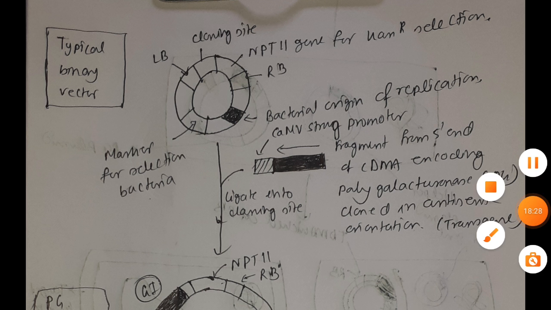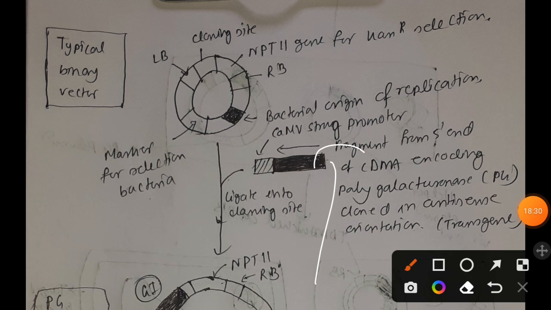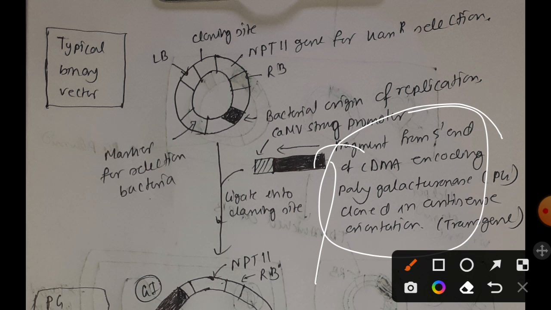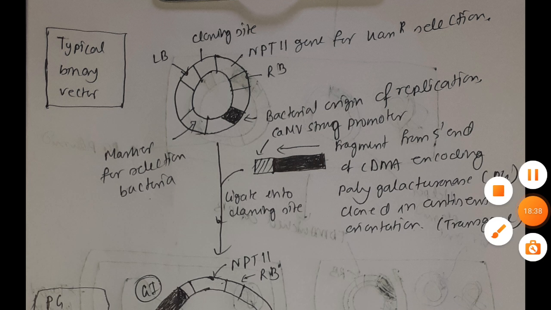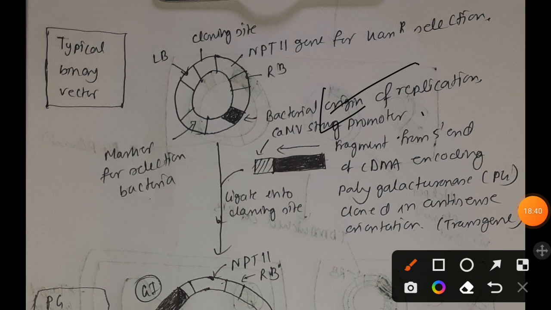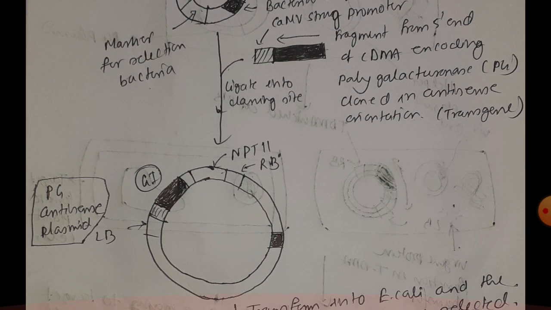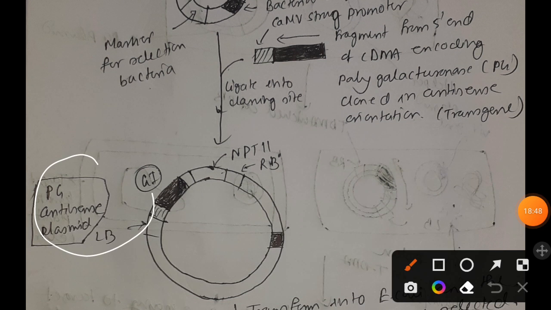But it cannot generate too much of the antisense mRNA if we only use the plant cell machinery for the transcription of the antisense mRNA. That is why we are incorporating a separate promoter for the antisense mRNA, that is the CaMV strong promoter. That is how we are constructing the PG antisense plasmid.